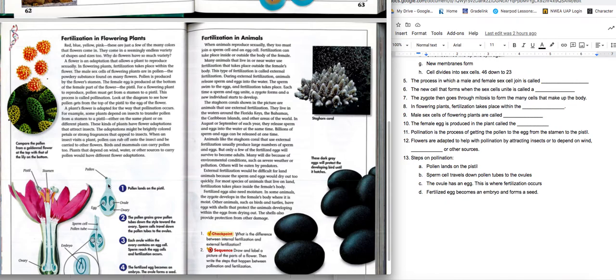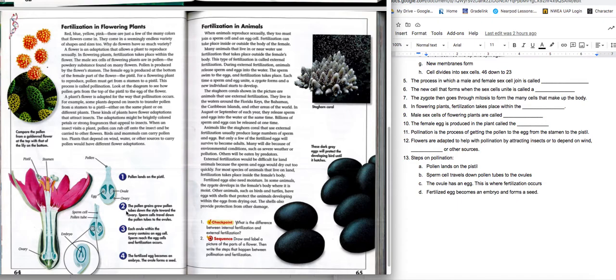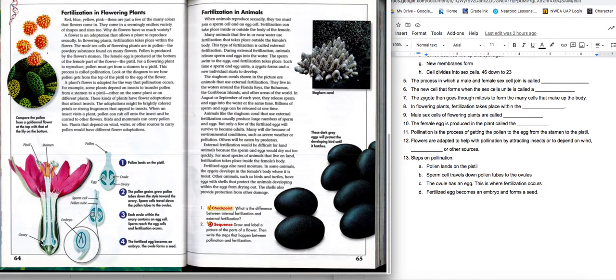But pollen needs to get to the pistil. Two, then the pollen grains grow pollen tubes. So you're going to see this right here, guys. The pollen grain here grows this pollen tube and works its way down in here into the ovary. Okay, so you see these pictures getting blown up here. The sperm cell then travels down this pollen tube.